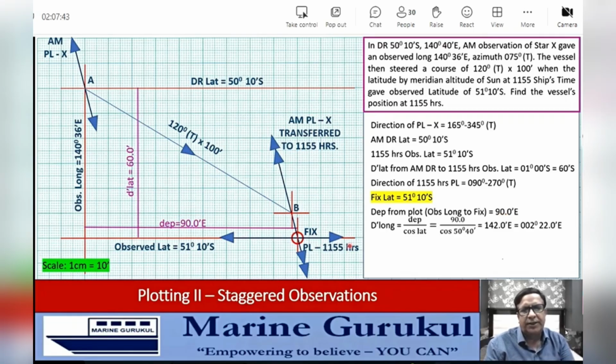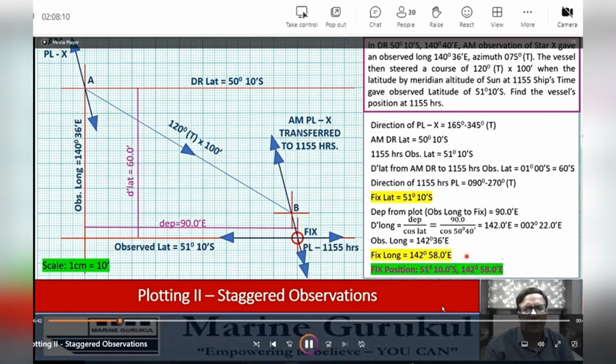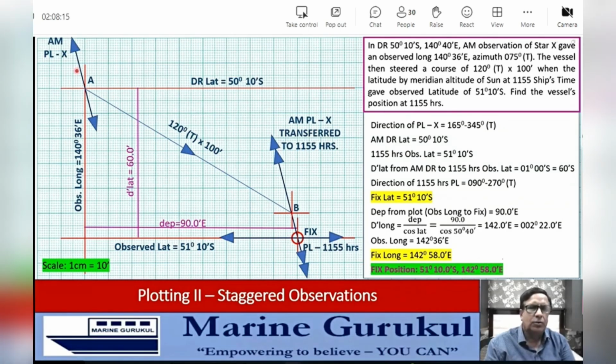We use this latitude to convert this departure into D long. We get a D long of 2 degrees 22 minutes east. We apply this D long to the observed long. Why? Because this departure was from the observed long, so D long shall also be from here. So we apply this D long and we get the fix long as 142 degrees 58 minutes east. And this way we have been able to get the position at 1155 through this plotting of the two PLs which were staggered, and we just transferred the first PL to get our fix.